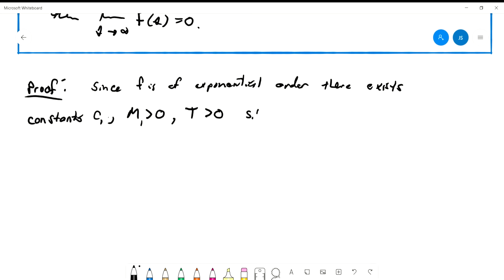So that f of t in absolute value is less than or equal to M1 e to the C1 t for t greater than capital T.